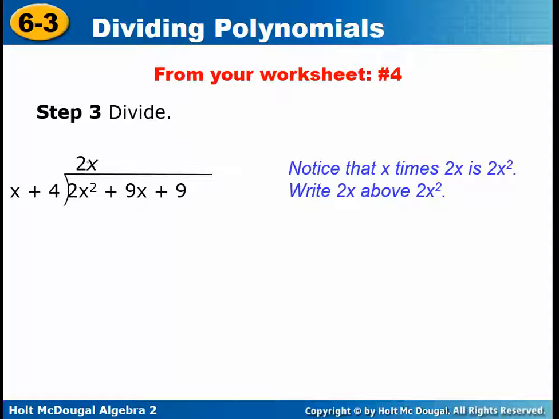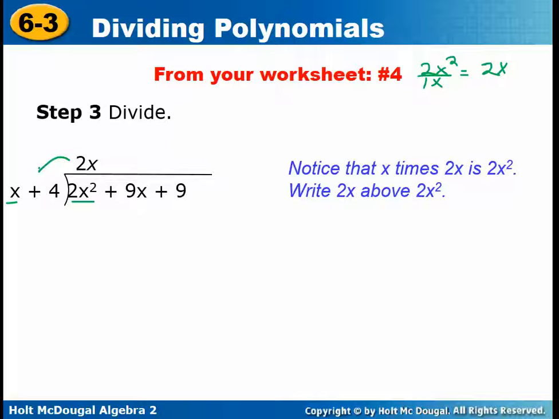So they already wrote 2x, but how did they get that? Let's think for a minute. We are going to look at how many times x goes into 2x squared. So we want to know 2x squared divided by x would be equal to, well, x squared over x is just x, and 2 over 1 is 2x. That's where the 2x came from.